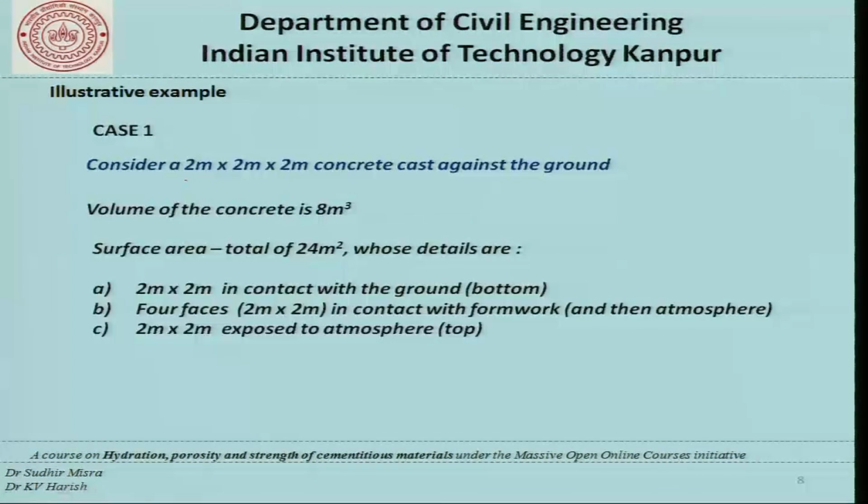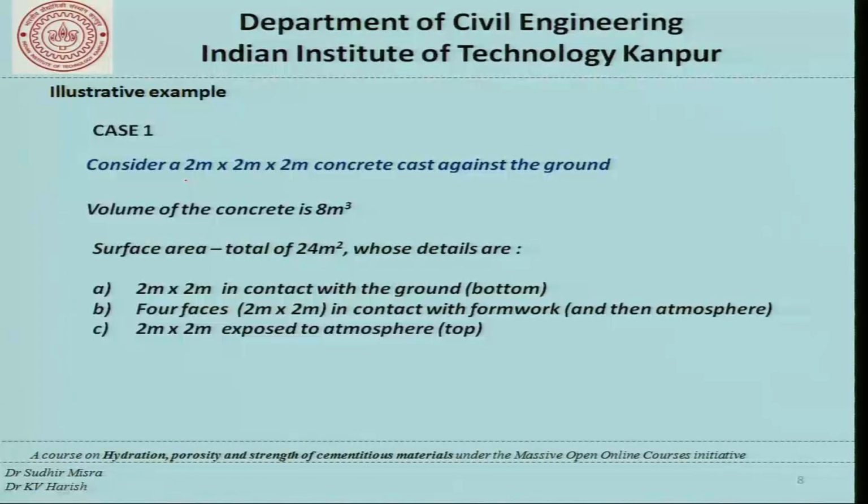Now, to take an illustrative example, let us consider a 2 meter by 2 meter by 2 meter concrete block which is cast against the ground. This volume of concrete is 8 cubic meters and the total surface area is 24 square meters.